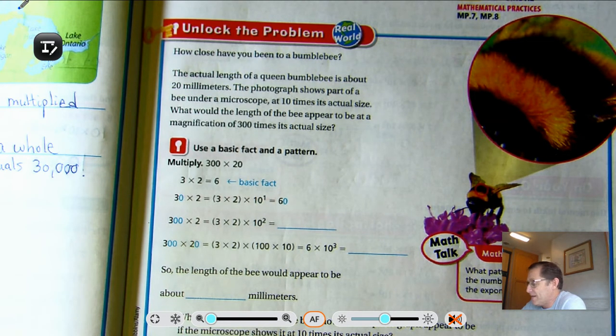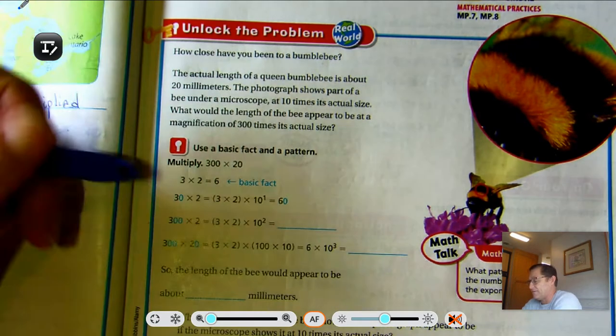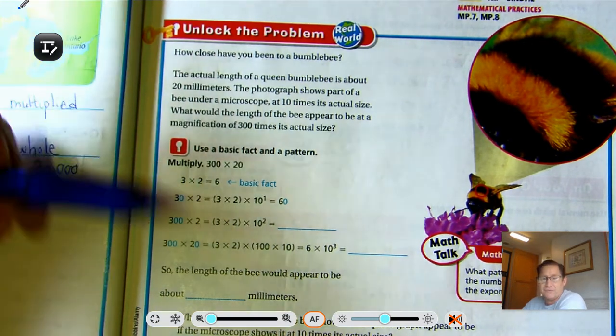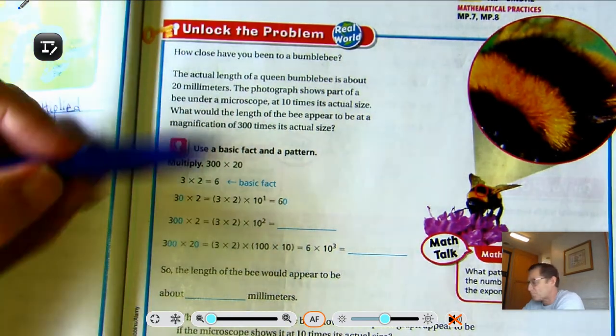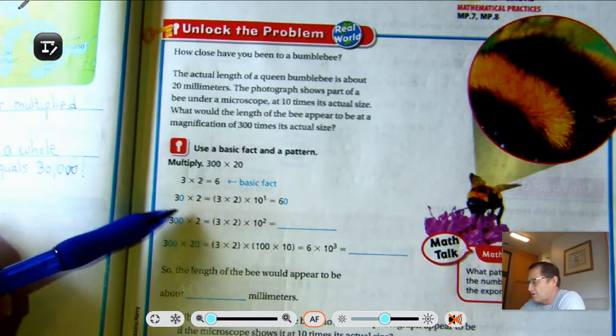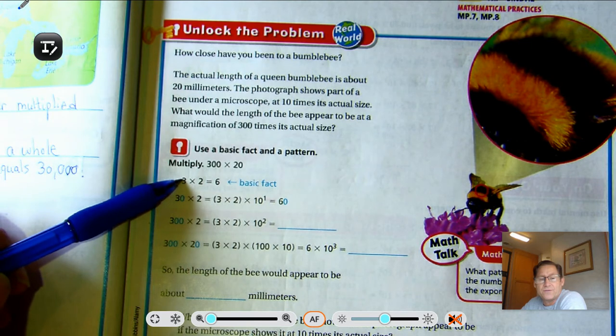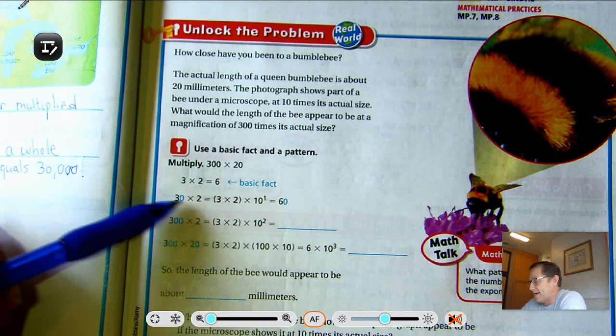Okay, so we can use a basic fact and a pattern to figure this out. So multiply 300 times 20. What's the basic math fact? Well, the basic math fact is 3 times 2. Okay, we know 3 times 2 is 6. So then if we start to use some patterns, so instead of multiplying just 3 times 2, let's go 30 times 2.